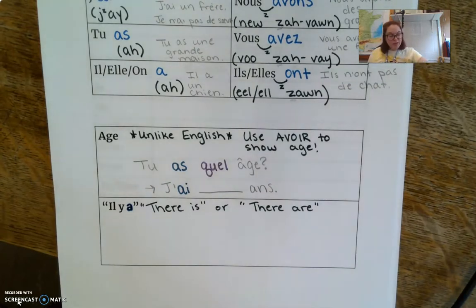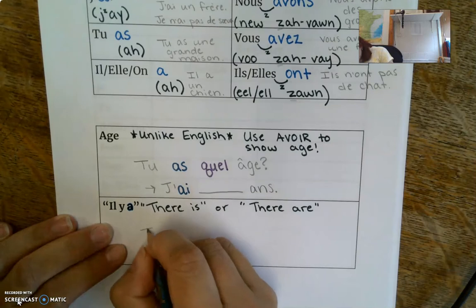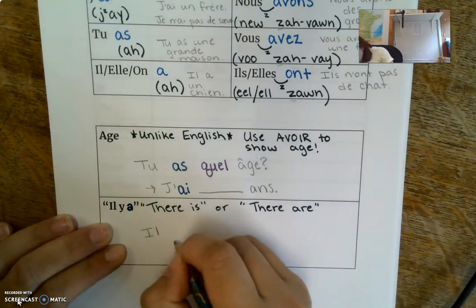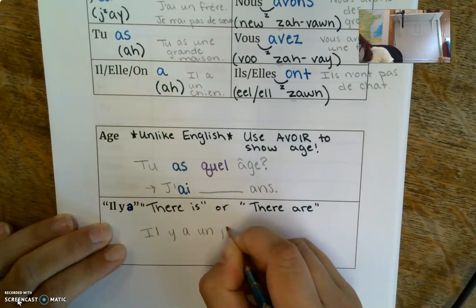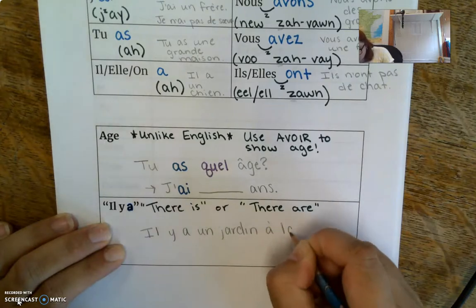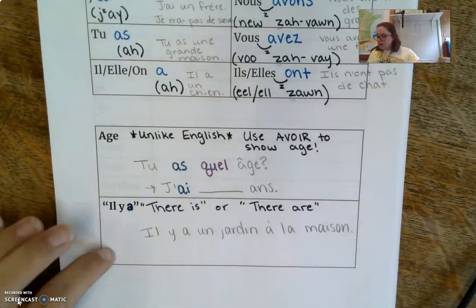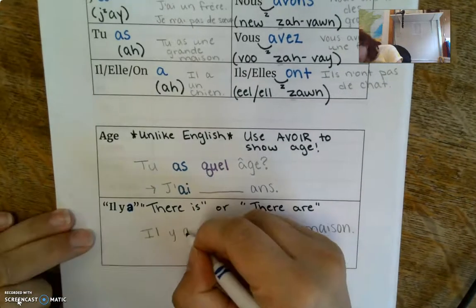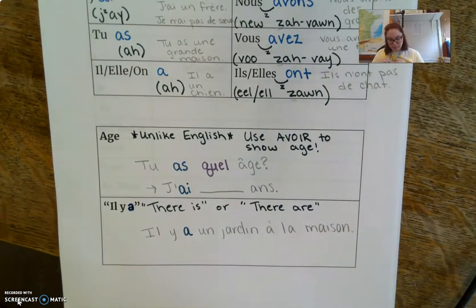So let's write a couple of example sentences. So I might say in the positive, il y a un jardin à la maison. There is a garden at the house. And again, we're going to highlight where that verb is so we can identify it really easy in that sentence.